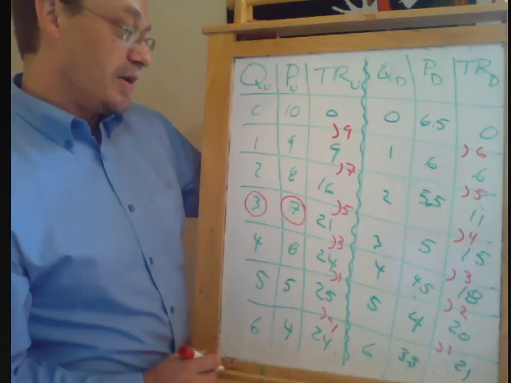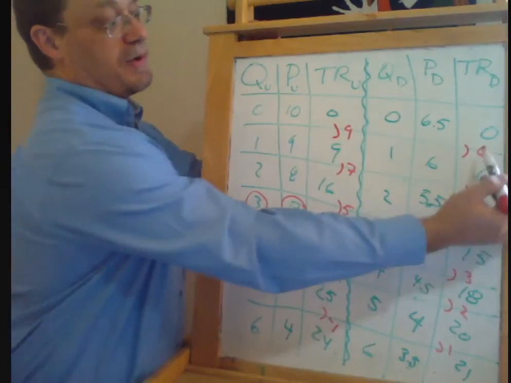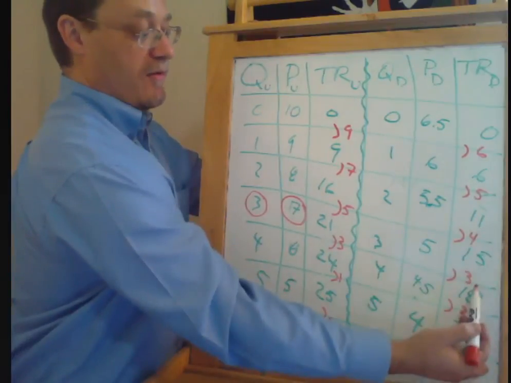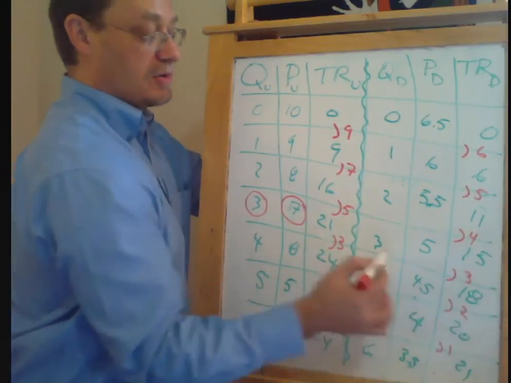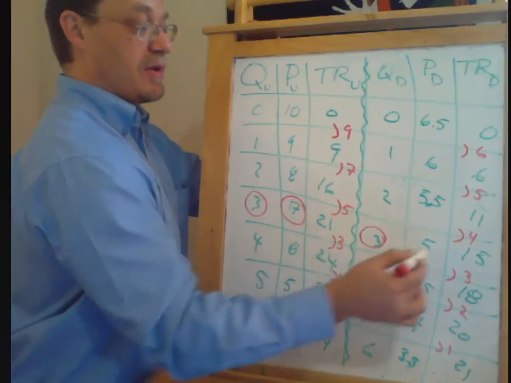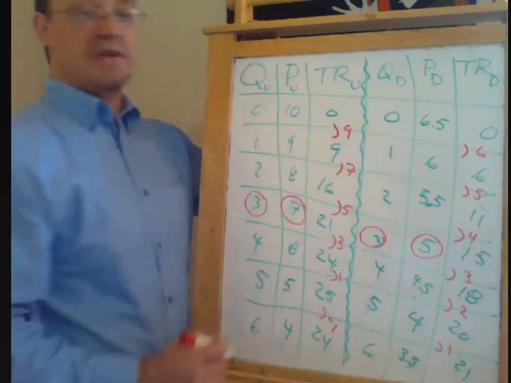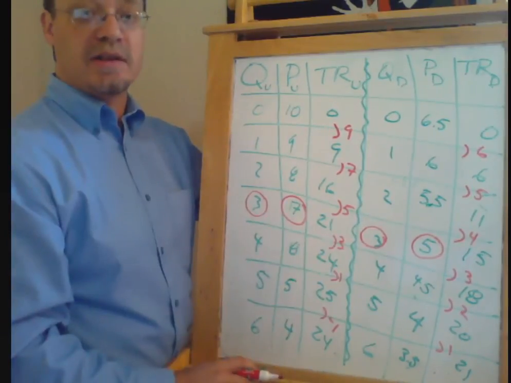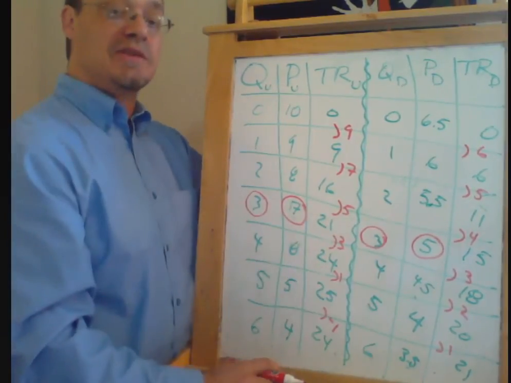In our other market, we want to produce the first one, yes. Second one, yes. Third one, yes. Fourth one, no. So here we also want to sell 3 units, but to sell those 3 units, we have to set a price of $5. Now in this particular case, the quantities came out the same, but the prices came out different.